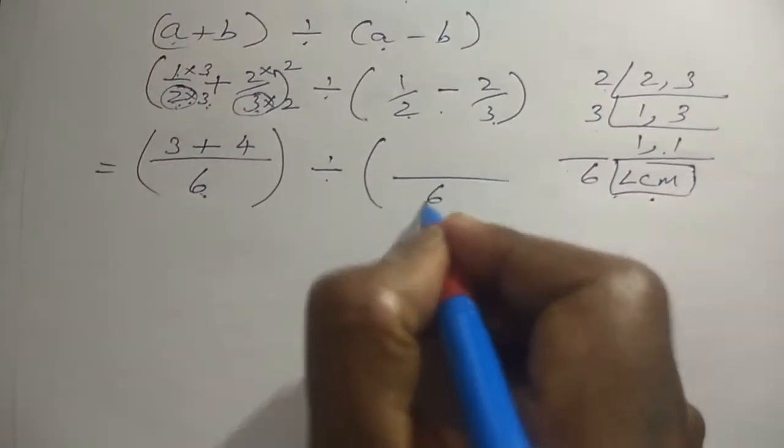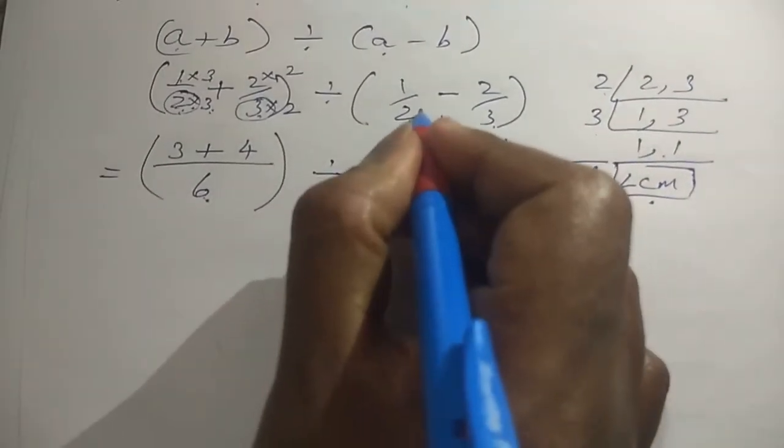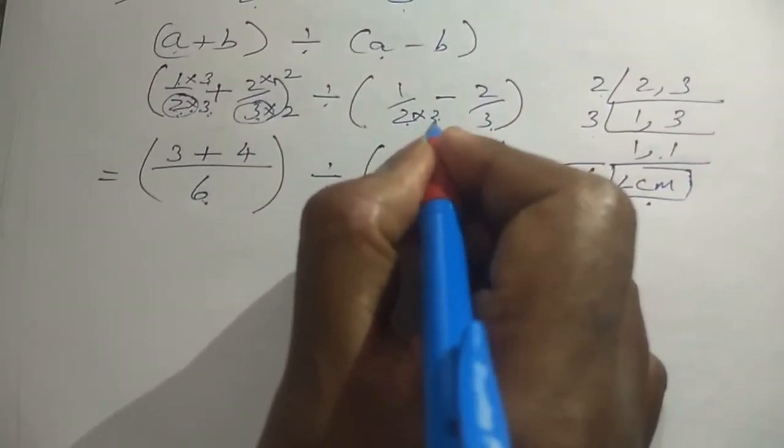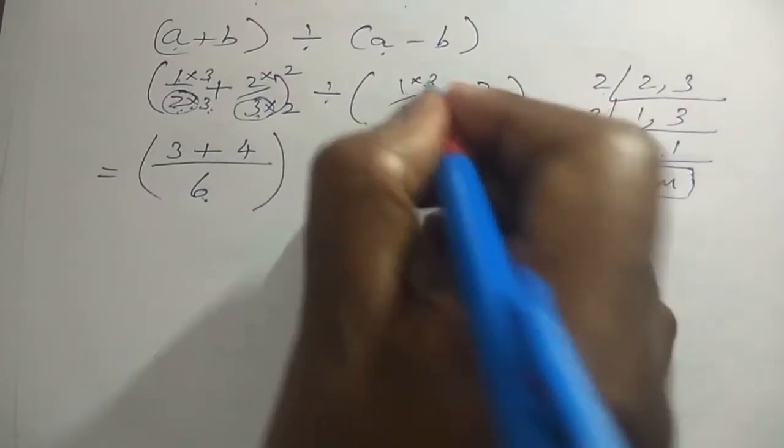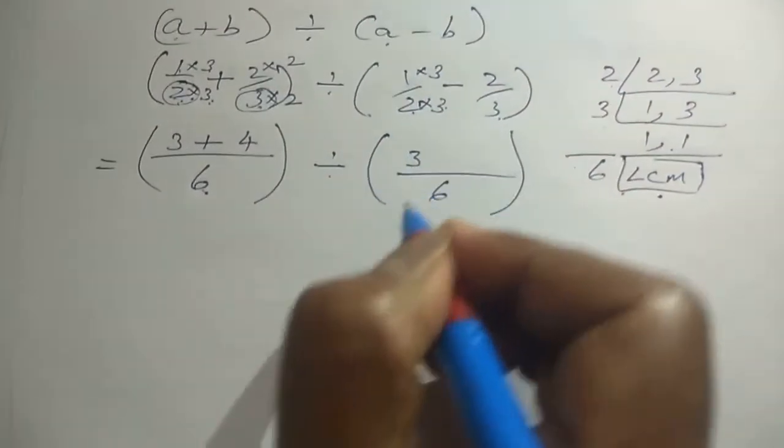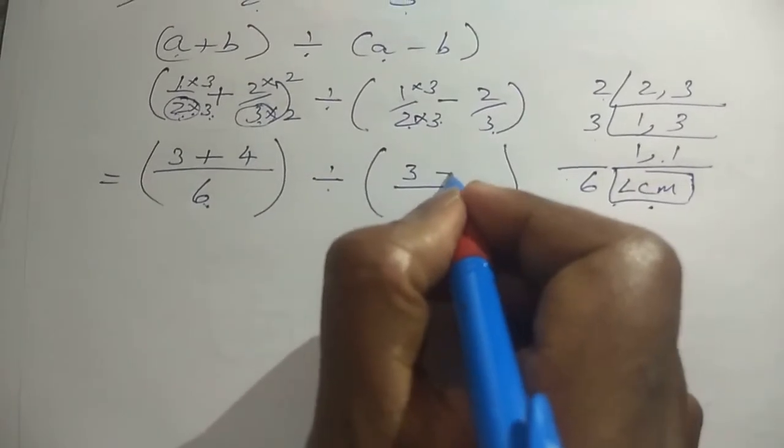So here I go with the 6 here. What do you have to multiply here now? You have to multiply by 3. So 3 ones are 3. Then here is a minus sign, so it is minus.